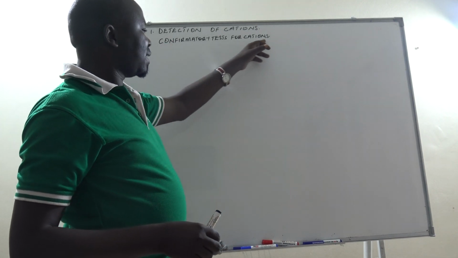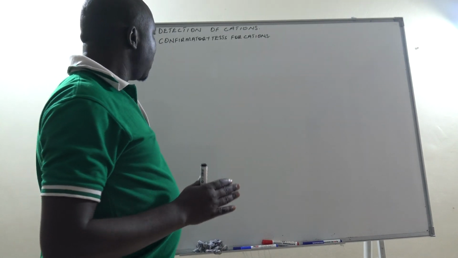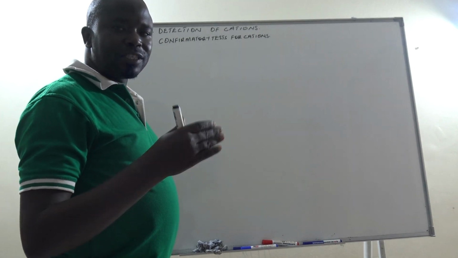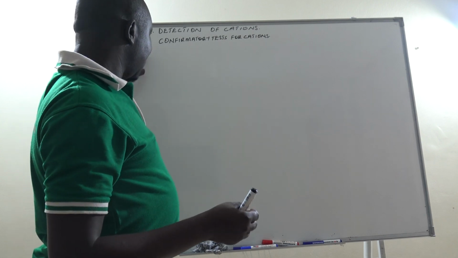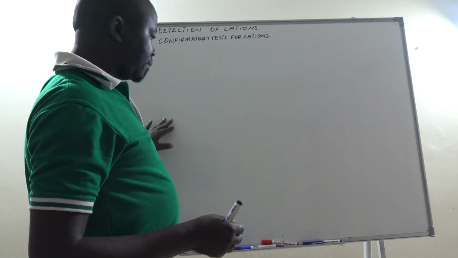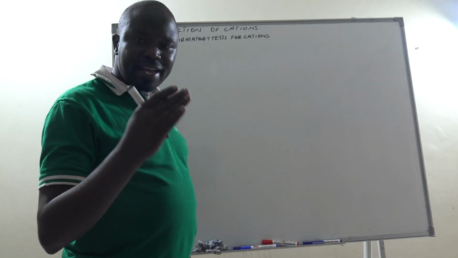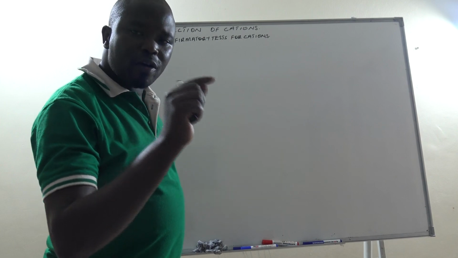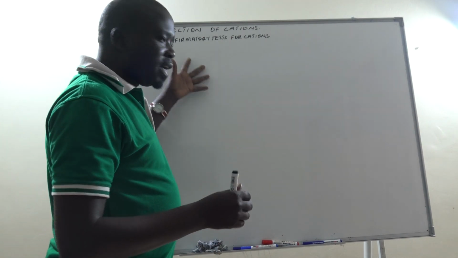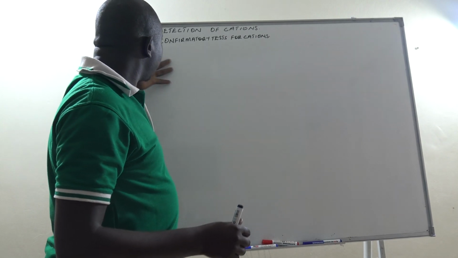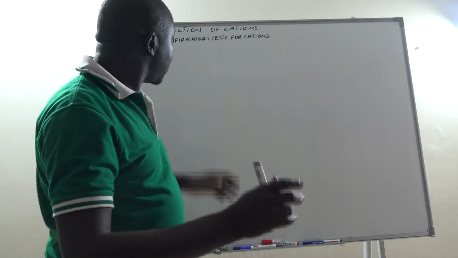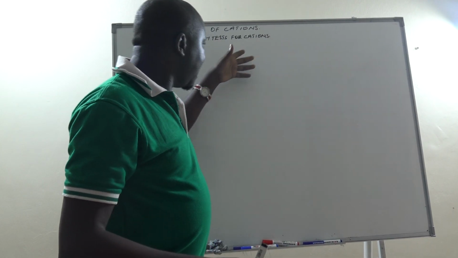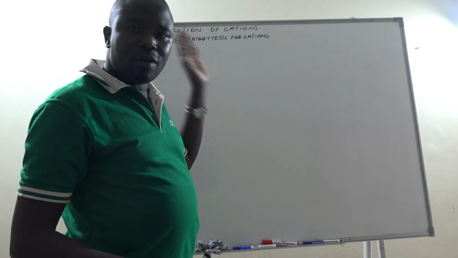Confirmatory tests for cations. Specifically, we are looking at some cations that we can be asked to confirm using some reagents. And remember that sometimes you may not be given the reagent. So they will ask you to carry out a test of your own choice. That means choose a reagent, then talk about how to carry out the test, carry out the test, record your observation, and then deduce correctly about the ion that you have confirmed.